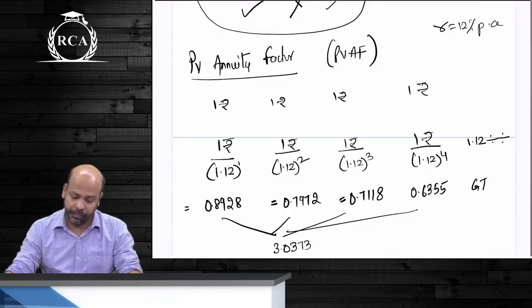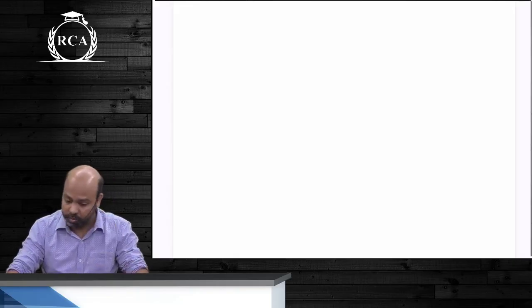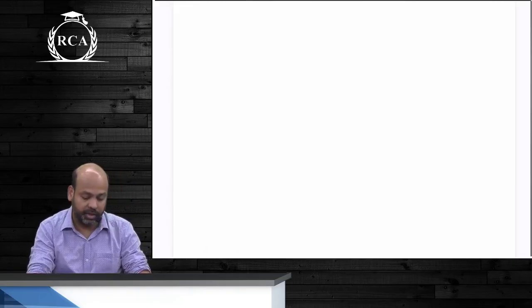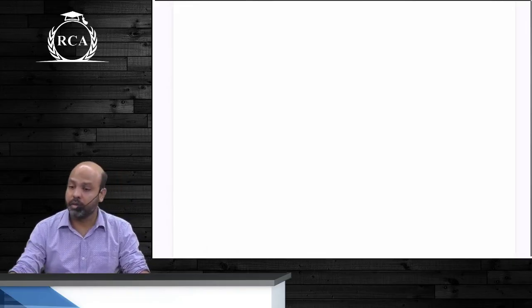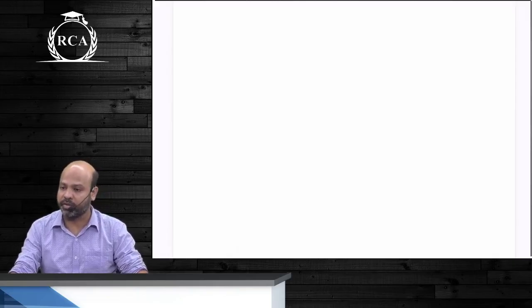All right. Head on to the next example. Example: ₹1 is receivable every year for the next 4 years.